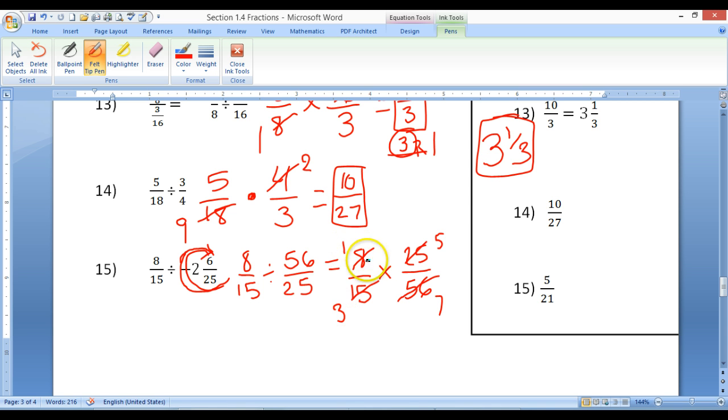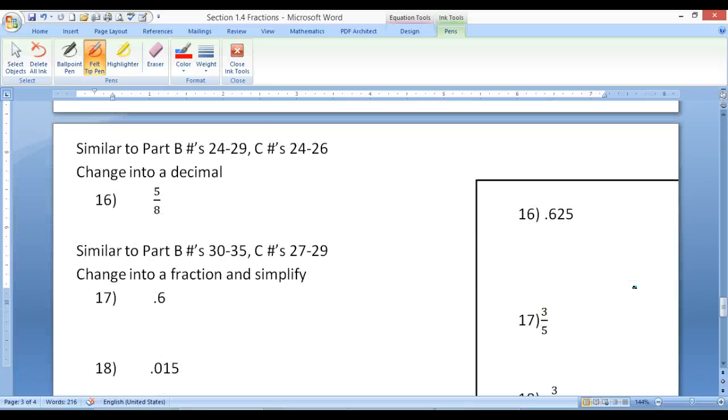Now I've crossed out the 8, 25, 56, and 15. So I'm only left with 1 times 5, which is 5. And for the denominator, 3 times 7, which is 21. And the answer is 5 over 21. There we go. And because we simplified beforehand, we have much smaller numbers, and that's as reduced as it'll get. Okay, let's move on to problem number 16.